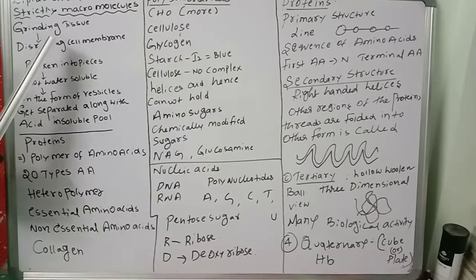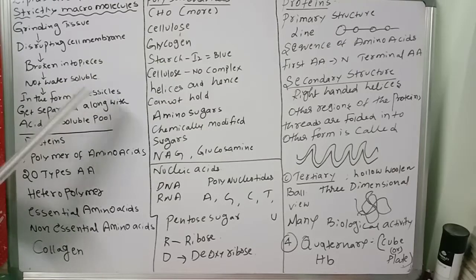Why? When you are grinding tissue, disturbing the cell membrane, it is broken into pieces, and they are not water soluble. They will form vesicles and get separated along with the acid insoluble pool. So this is about lipids.